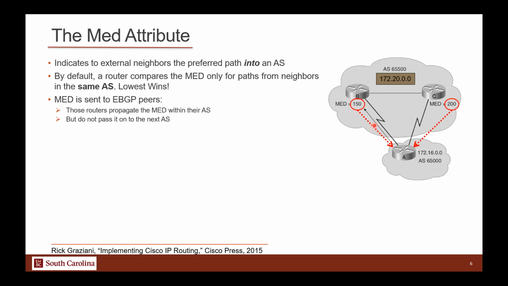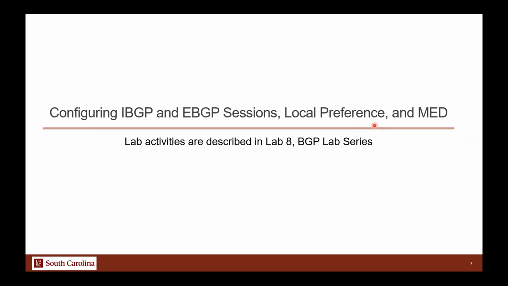Some use cases for why you would want to change the path of incoming and outgoing traffic: sometimes you could have a higher bandwidth primary link, as we will see in our lab topology. So in this hands-on session, we will be covering lab number 8.